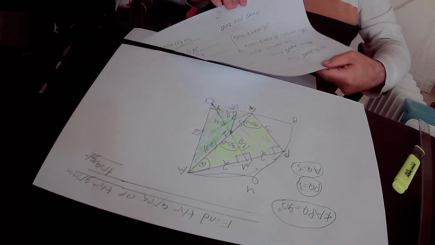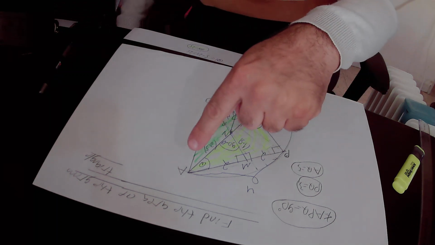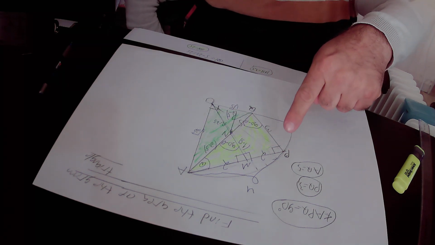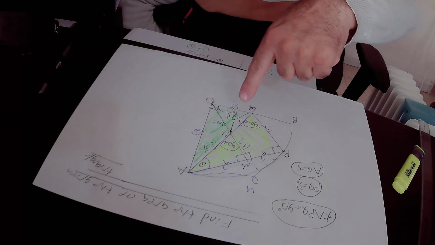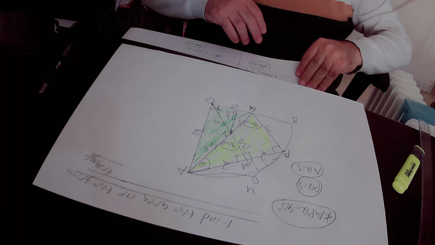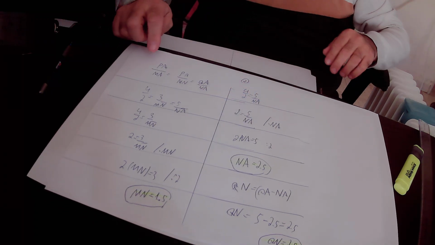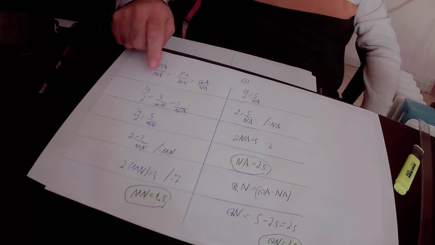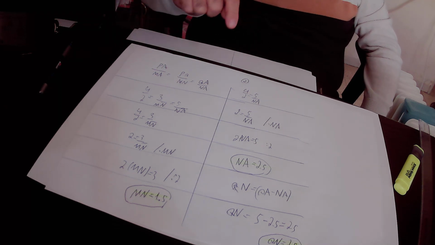We conclude that PA in the big triangle over MA in the small triangle is equal to PQ in the big triangle over MN in the small triangle, and it is equal to QA in the big triangle over NA in the small triangle. I'll repeat again: PA over MA equals PQ over MN equals QA over AN. PA is 4, MA is 2, PQ is 3, MN is unknown, QA is 5, and AN is unknown.